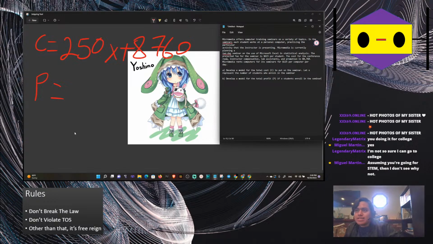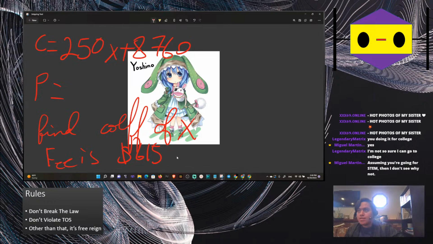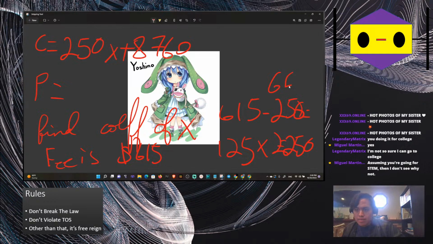So before we even get to that, we have to find the coefficient of x. Given that our fee is $615 per student, so x. However, the students only pay 125, but since we're there for 2 days, times 2, it's 250. 615 is how much we spent minus 250, how much the students spend, and that's 365. That's our x.